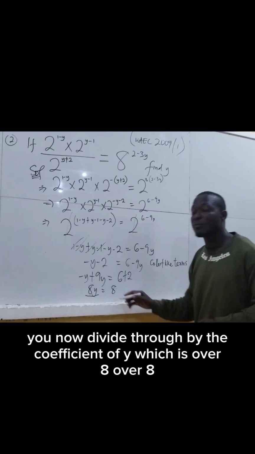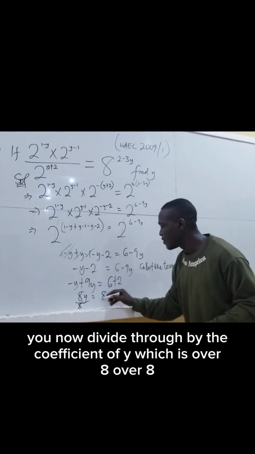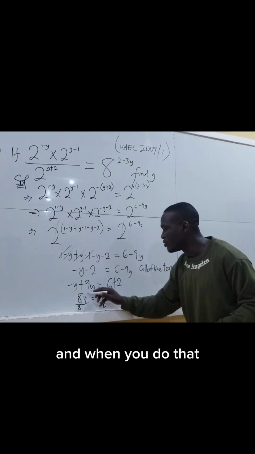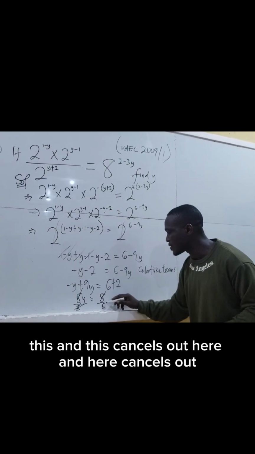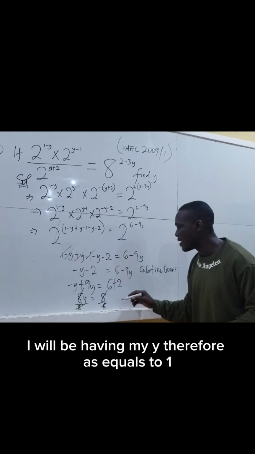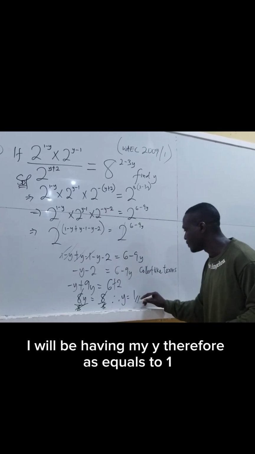You now divide through by the coefficient of y, which is 8. When you do that, this and this cancel out, here and here cancel out. I will be having my y, therefore, equals 1.